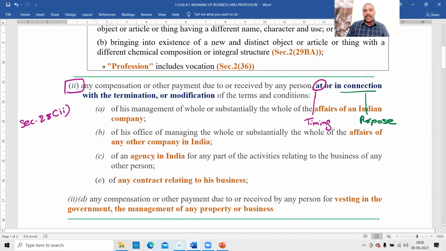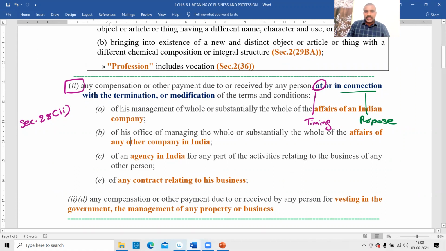28.2c, any agency in India or for any part of the activities related to the business of any other person. Okay, agencies in India. I am an agent in India. I am working for any person. Principal may be anywhere in the world. Agent is working in India. The agent's income is taxable in India. As simple as that. If I am an agent in India for a foreign person, then obviously I am working in India. Therefore, I have to pay tax in India.